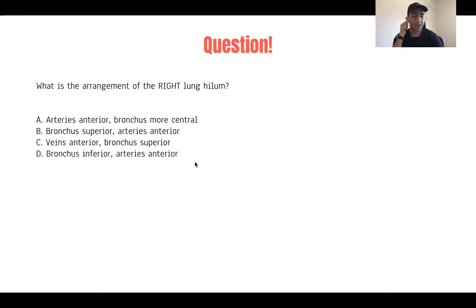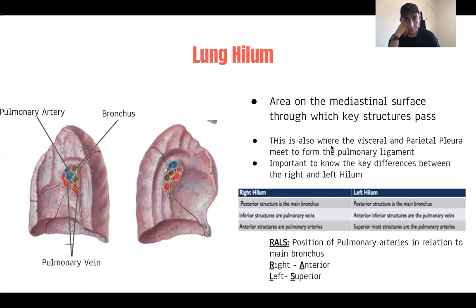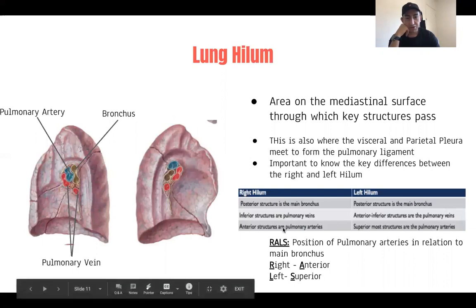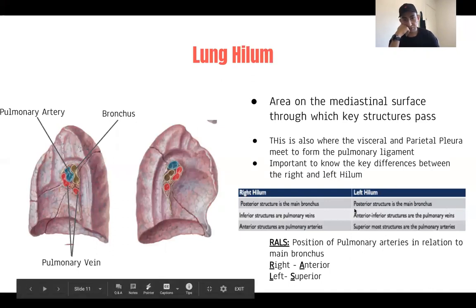Okay, so I'm getting quite a few mixed answers for this one. So the answer is actually B. A really easy acronym you can use for this is RALS. So it's talking about the position of the pulmonary artery in relation to the main bronchus.